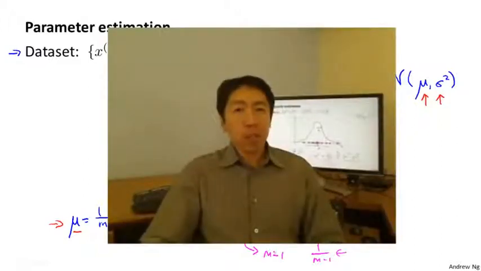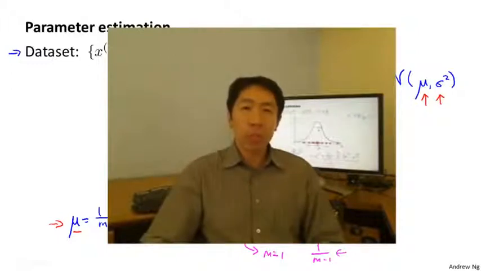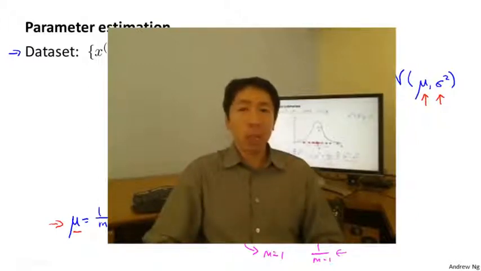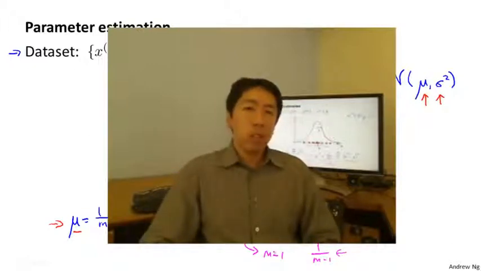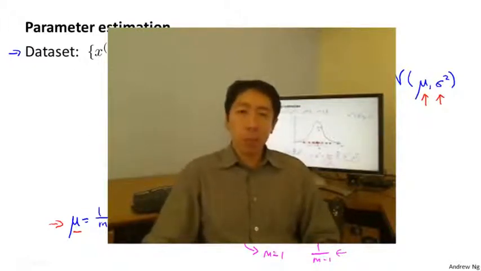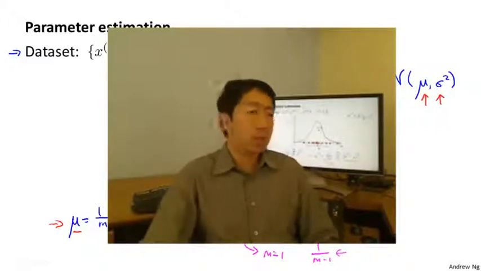So hopefully you now have a good sense of what the Gaussian distribution looks like, as well as how to estimate the parameters mu and sigma squared of a Gaussian distribution if you're given a training set, that is, a set of data that you suspect comes from a Gaussian distribution with unknown parameters mu and sigma squared. In the next video, we'll start to take this and apply it to develop an anomaly detection algorithm.